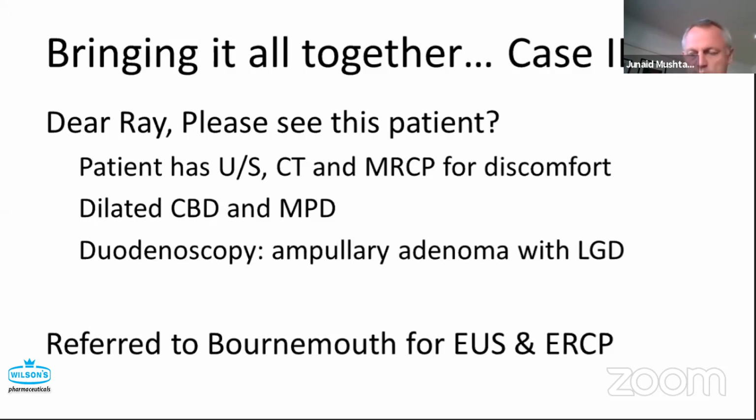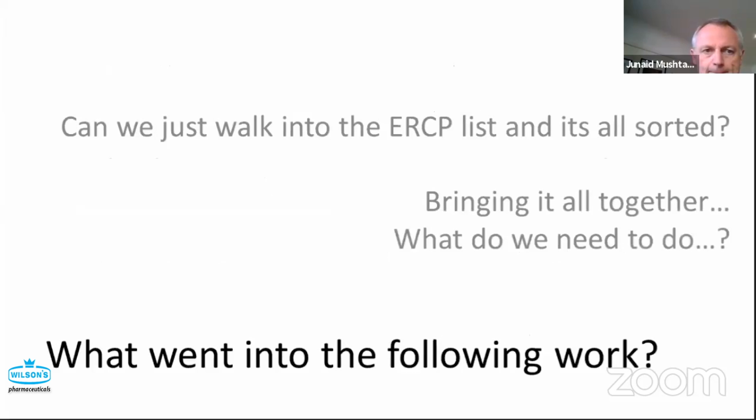Unfortunately, I didn't write it up. And 2 or 3 years later, someone wrote up a dual papillary adenoma in GIE. So this patient was referred to Bournemouth for a combined endoscopic ultrasound and ERCP. So here is the question. Can we just walk into the ERCP list and assume that it's all sorted? So let's look at bringing all of this together.